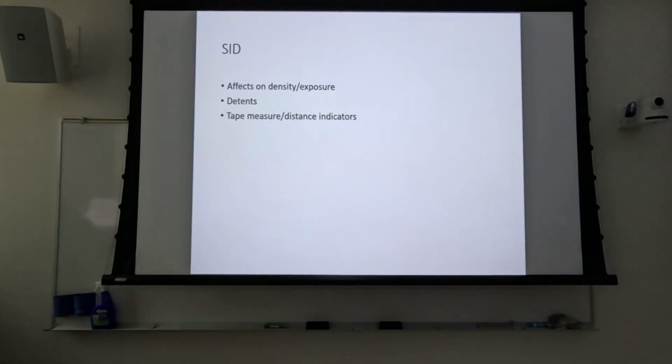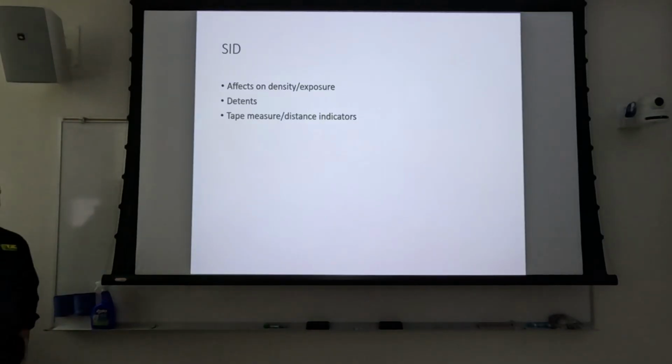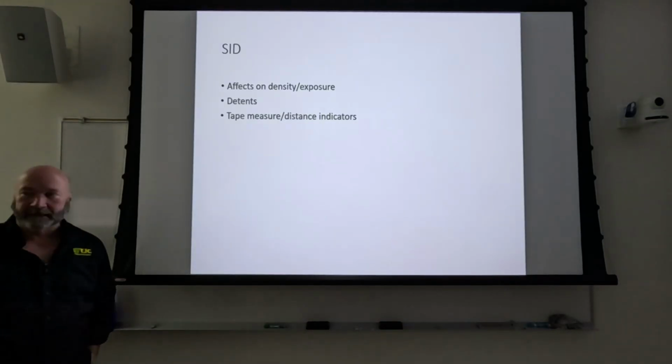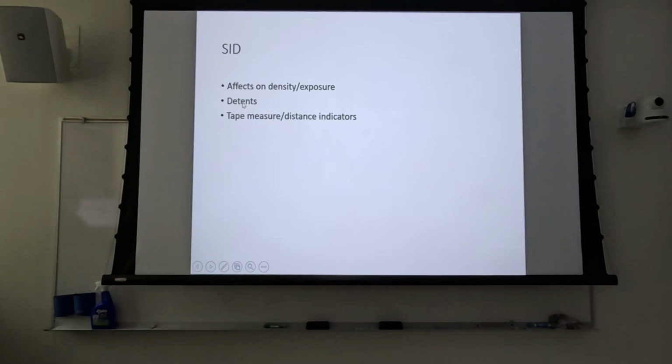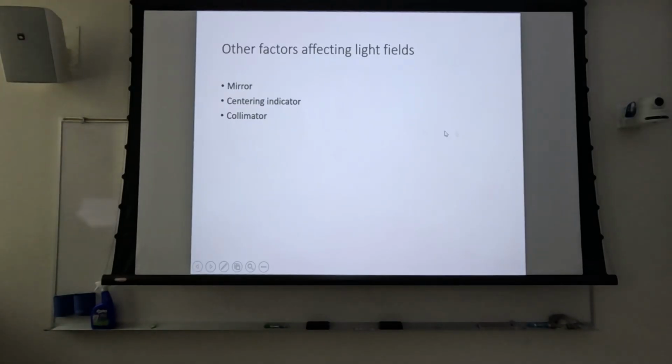So, SID. It affects exposure inversely. That's why we call it the inverse square law. As we increase our SID, we decrease our exposure. Our detents have to be accurate, right? And our distance indicators also have to be accurate. You've got the tape measure on the machine, and you've got the detents. They should be in set places and they shouldn't move.